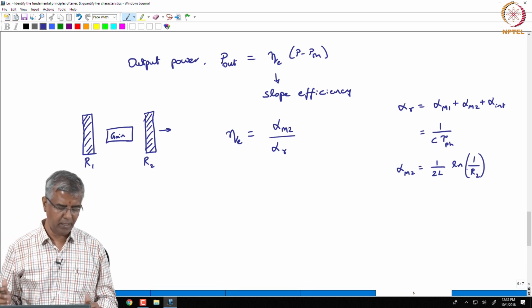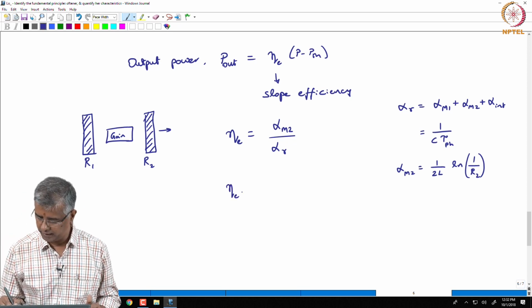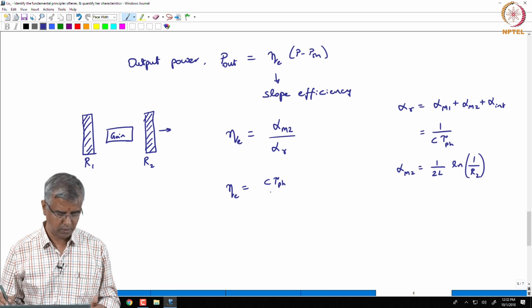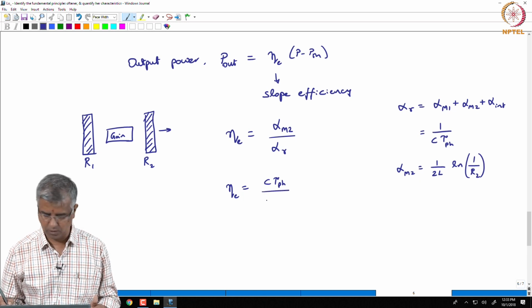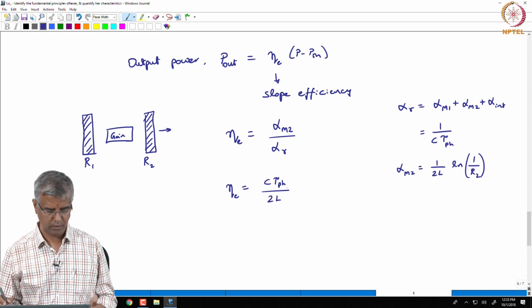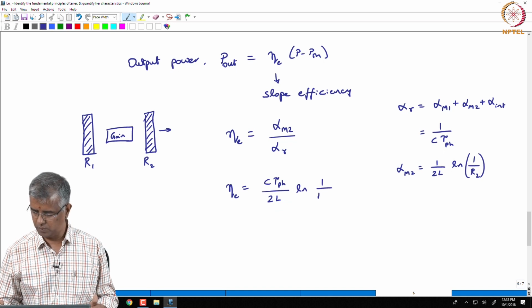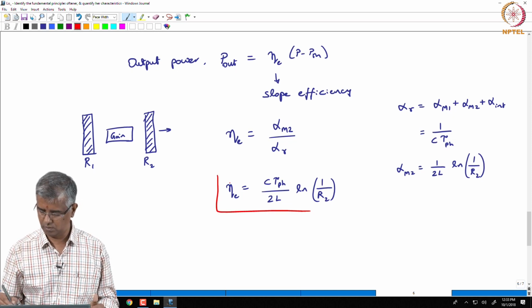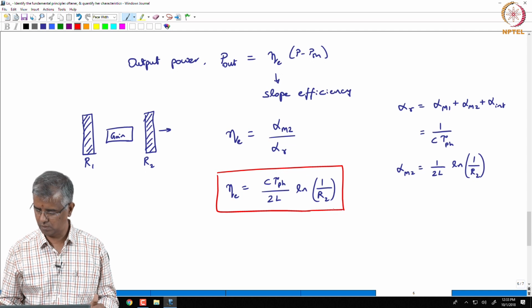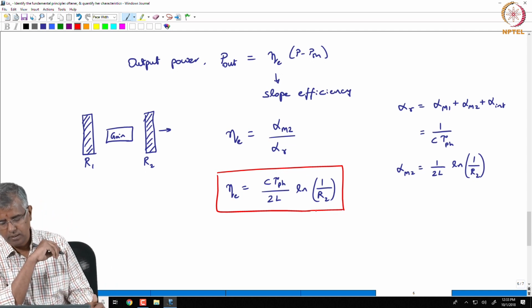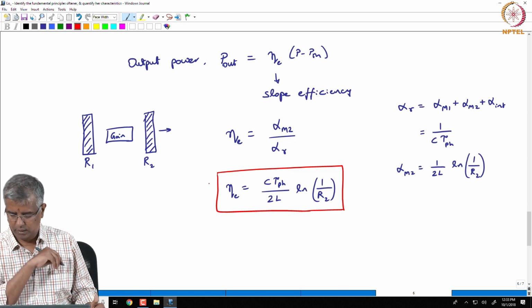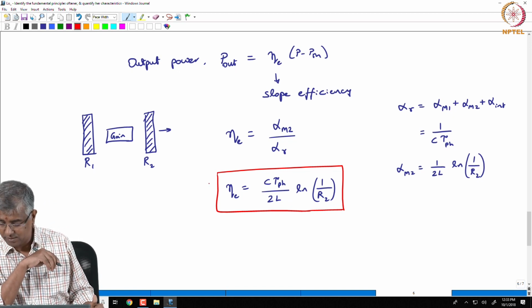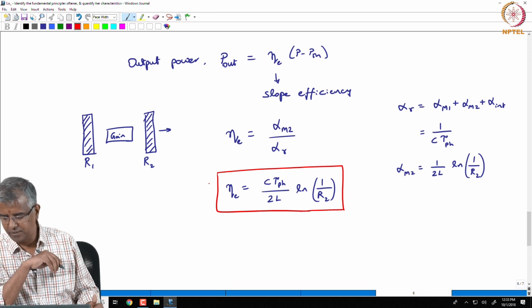So, I can put all of this together and get an expression for the slope efficiency, which is going to be 1 over c multiplied by tau photon, the photon lifetime, divided by 2L, ln of 1 over R2. Does this make sense? What are we saying here?